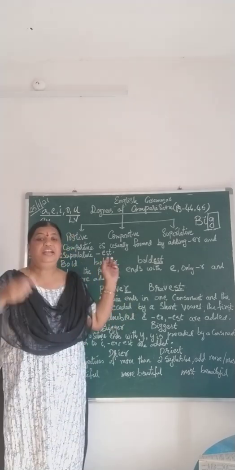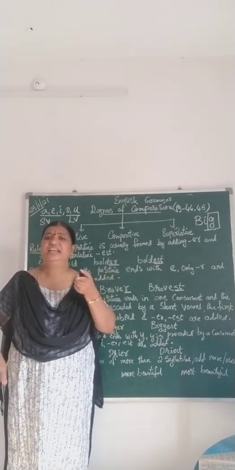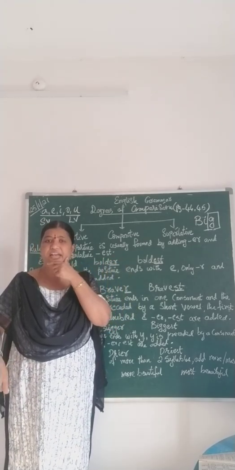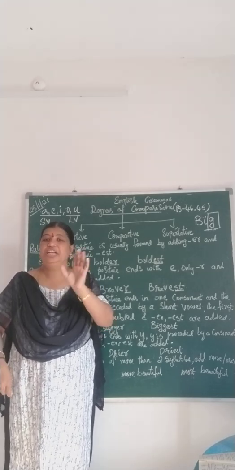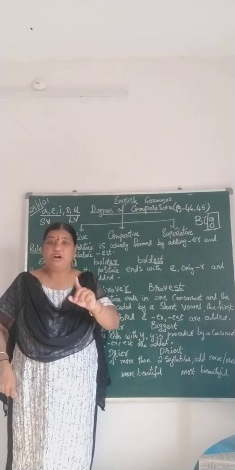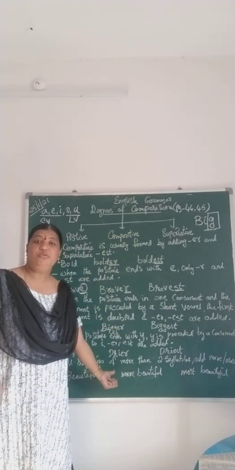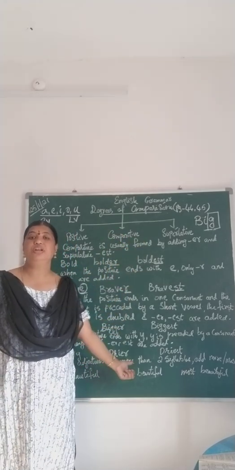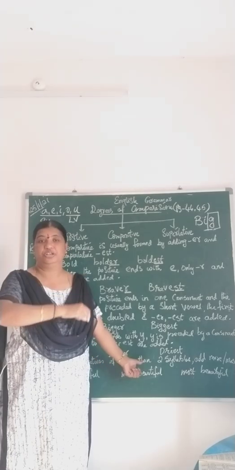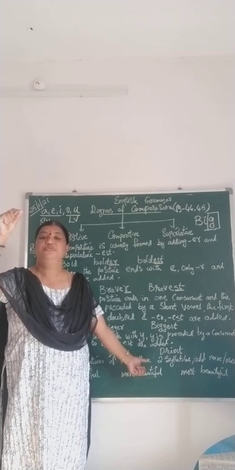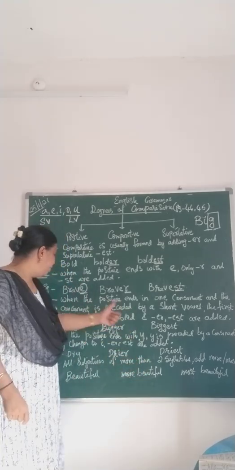We write B-I-G-G-E-R, bigger, but nowhere do we write B-I-G-R. Is there any word like B-I-G-R, children? I have not come across one. Very good. It will not be there, because we have to follow these rules. If you know how to apply these rules, your English grammar will be very perfect, children. You will know where to use which adjective. Understood? Right.